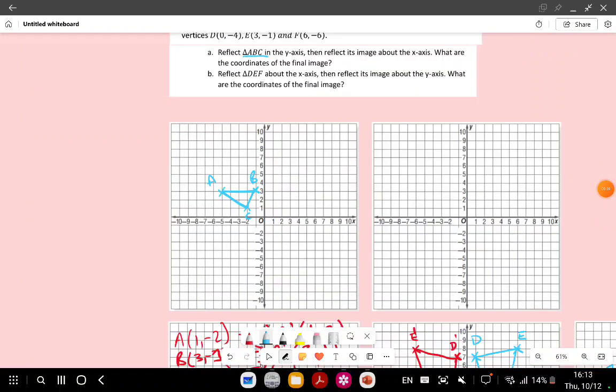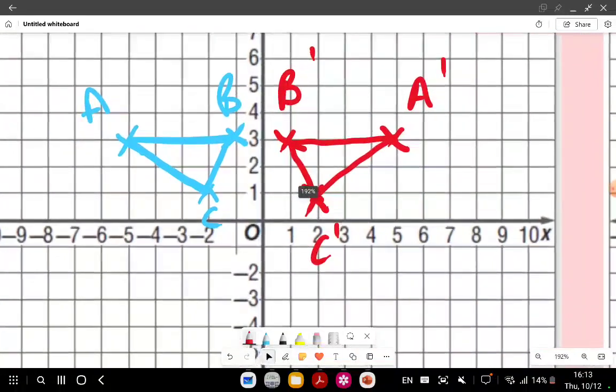So first we're going to reflect about the y-axis. Reflecting about the y-axis, this is the y-axis. So 1 becomes 1, 5 becomes 5, and 2, 2. So this is going to be my reflection for B, A, C. That is my reflection about the y-axis.